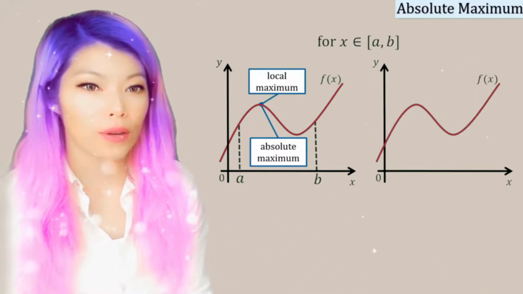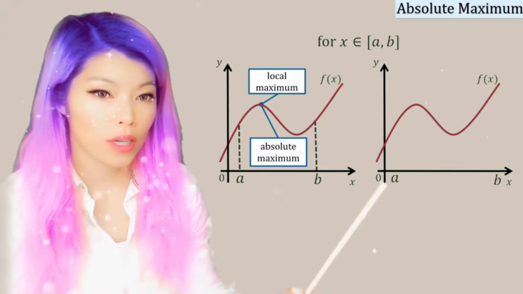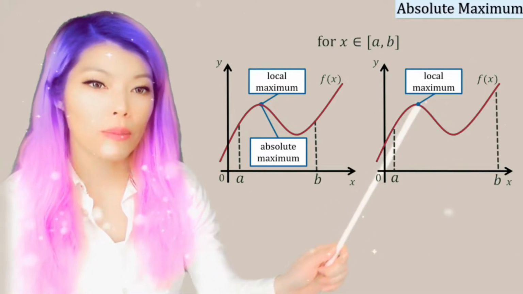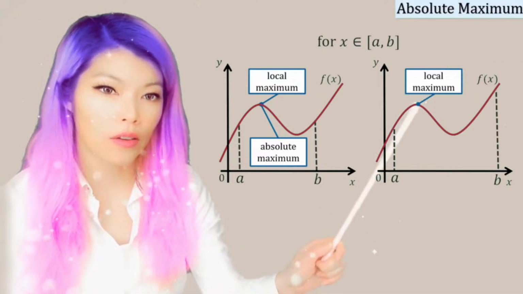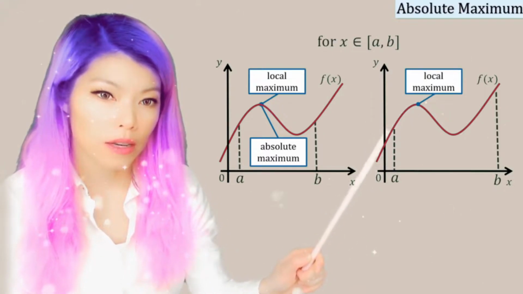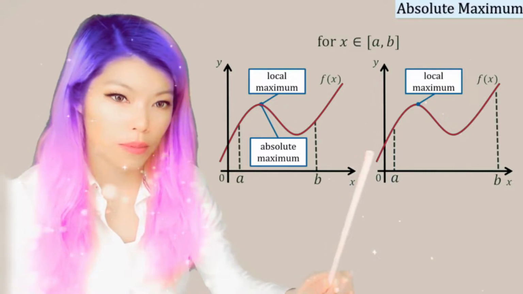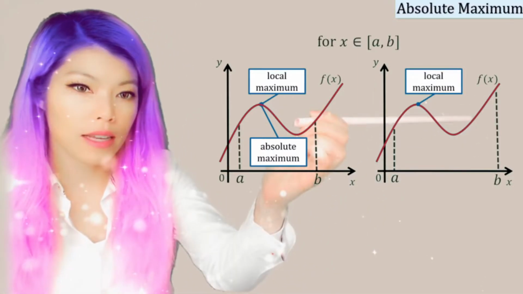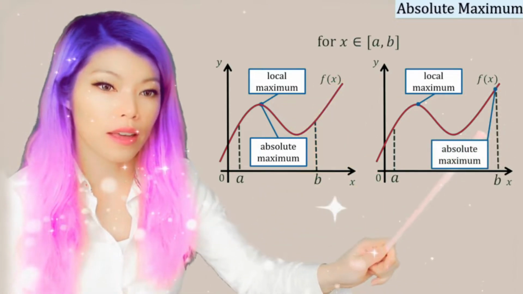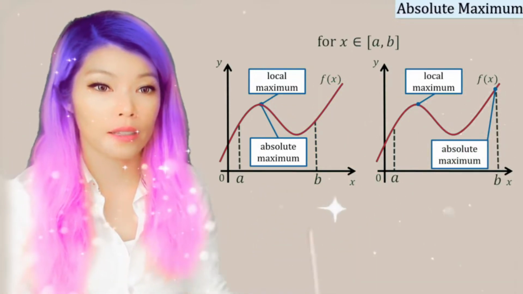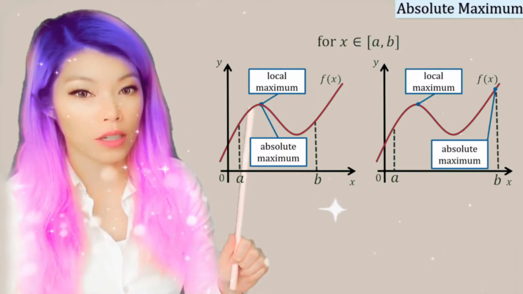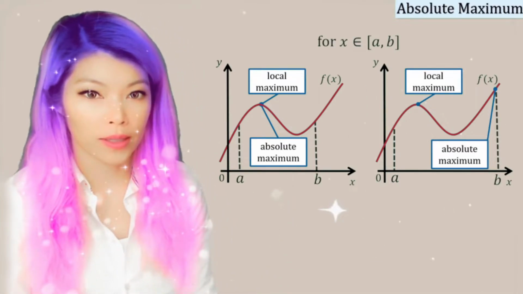What about if we had the same graph, but we change our domain between A and B to be all the way over here and all the way over there? Now the local maximum will be the same. So an area where it's the highest point, local maximum is still there. But we can see that in this interval between A and B, the highest Y value is not that point, it's actually that point over there. So the absolute maximum is that end point. So we can see the absolute maximum can be a turning point or an end point.